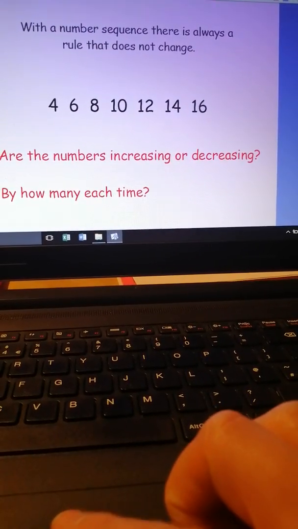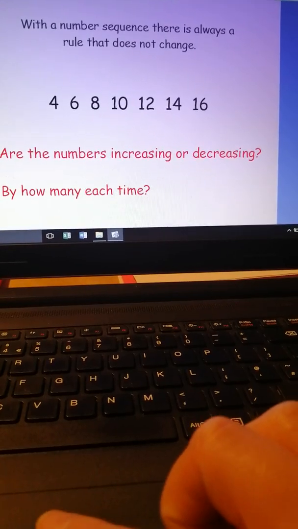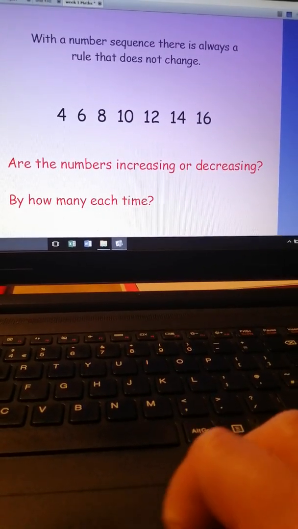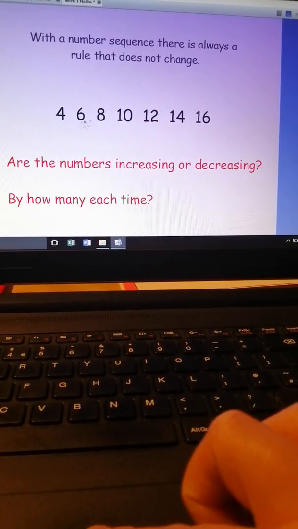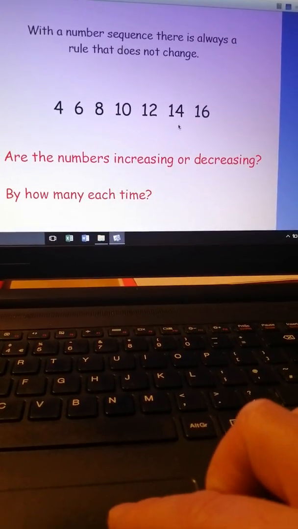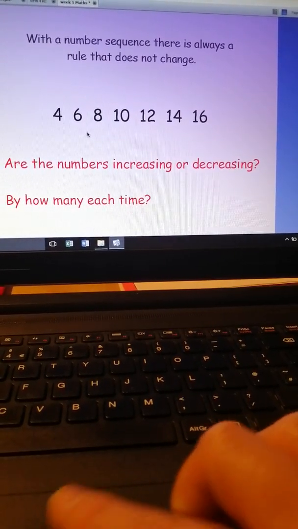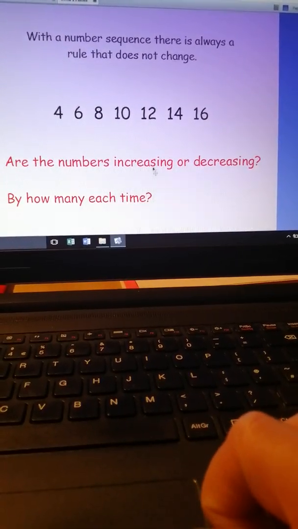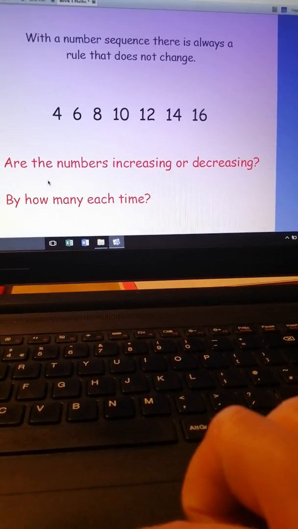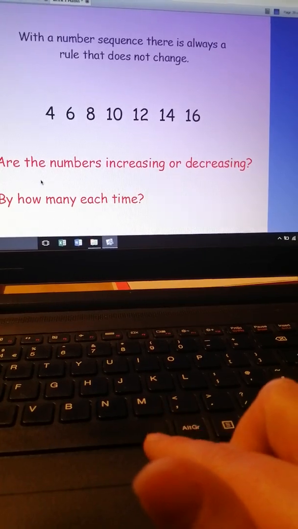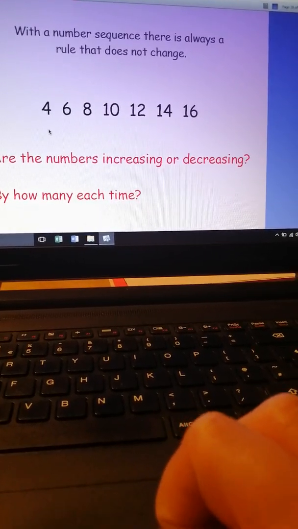So with a number sequence, there's always a rule that does not change. So the first thing we need to check is whether the numbers are increasing, so getting bigger, or decreasing and getting smaller. So this time I can see they are getting bigger, so they are increasing. Then I need to look at how many each one is increasing by.